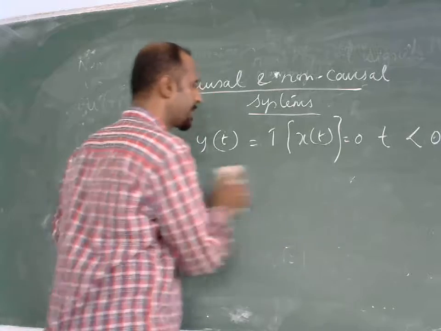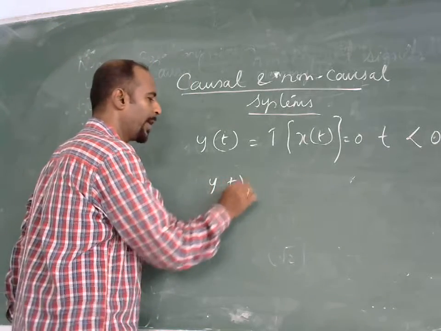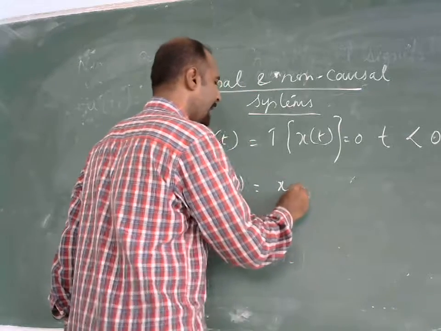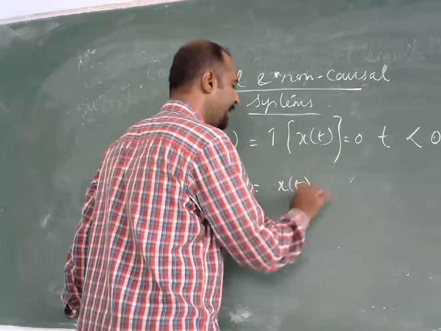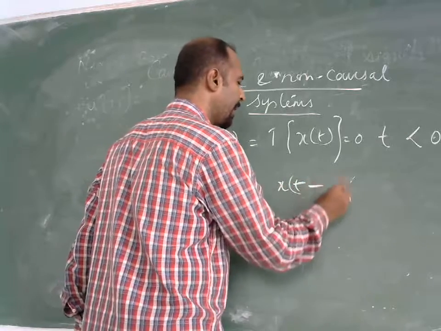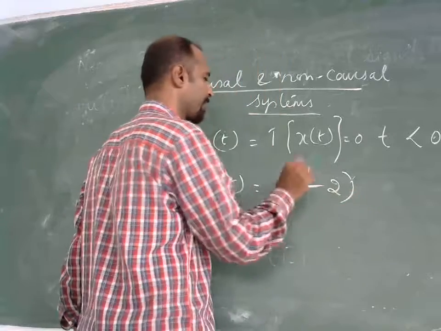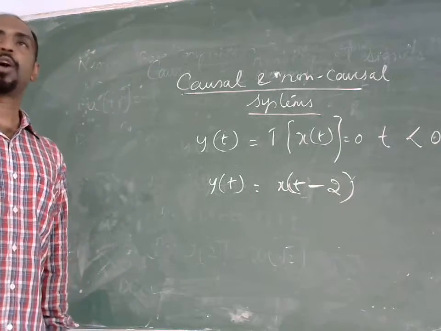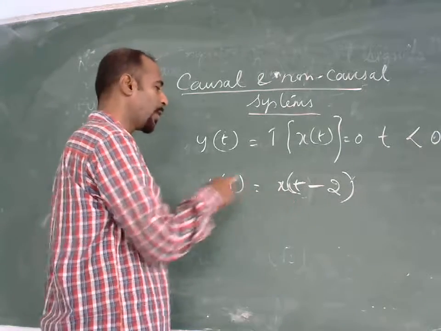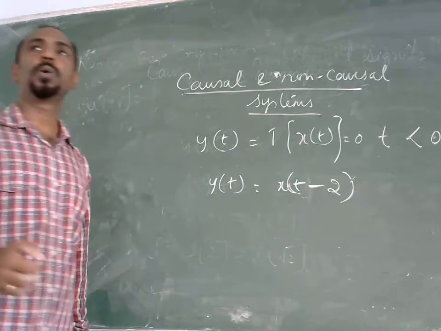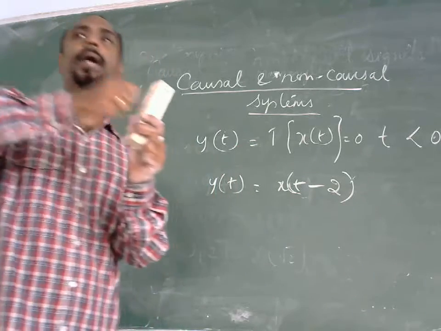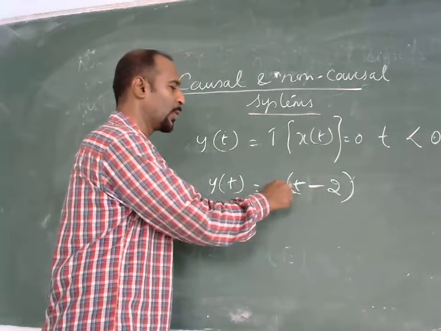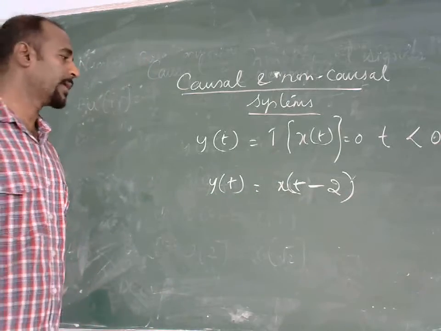Alright. Next, let us take another example. y of t is equal to x of t minus 2. So x of t is the input, y of t is the output. What does the operator do? It just delays the signal x of t by 2 time units. So we have got x of t minus 2 by performing the operation on it.